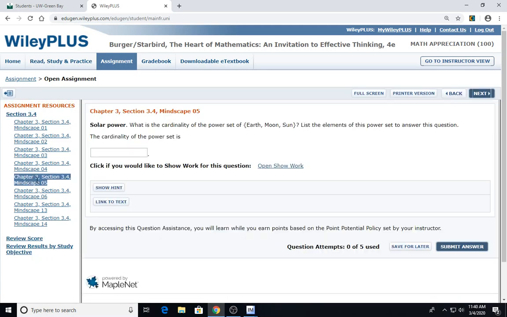So the first question, what is the cardinality of the power set of Earth, Moon, Sun? List the elements of this power set to answer this question. So we did this one in class, but we used the letters A, B, and C. So instead of just telling you the number, I'm going to tell you to look in your notes, okay? Because you have this in your notes from the last class when we did the power set of A, B, and C together. So you can see how many elements there were in there, all right?